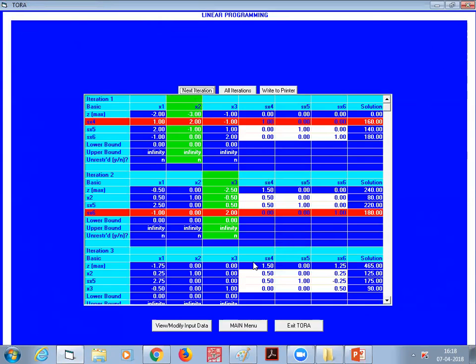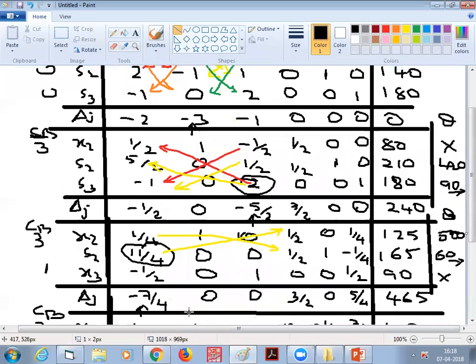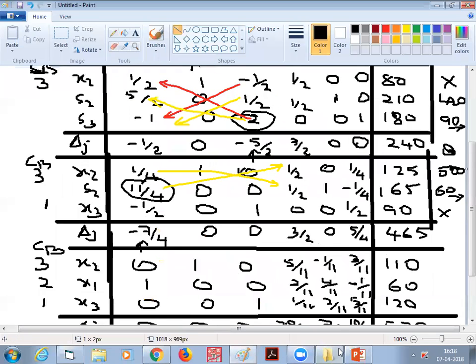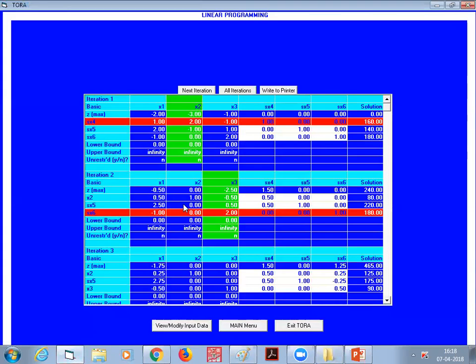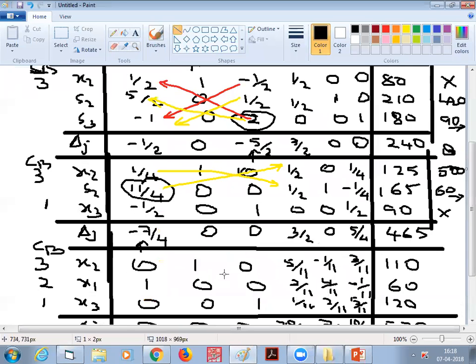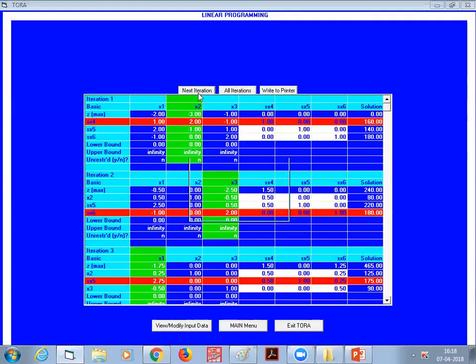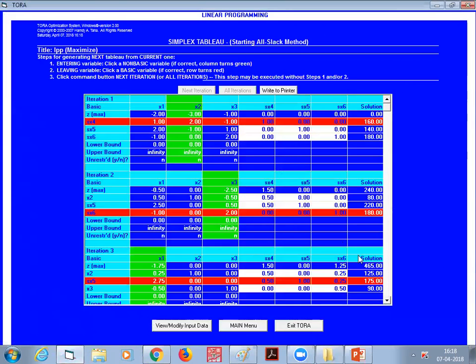Pivot is 2, so now it's minus 1.75, so minus 7 by 4, right? Minus 7 by 4, yes. So minus 7 by 4, 0, 0, 3 by 2, and 5 by 4 here. And 465. Is that what we got? 465. Okay. Again, this is going to be the entering variable. So next step. And it's iteration 4.